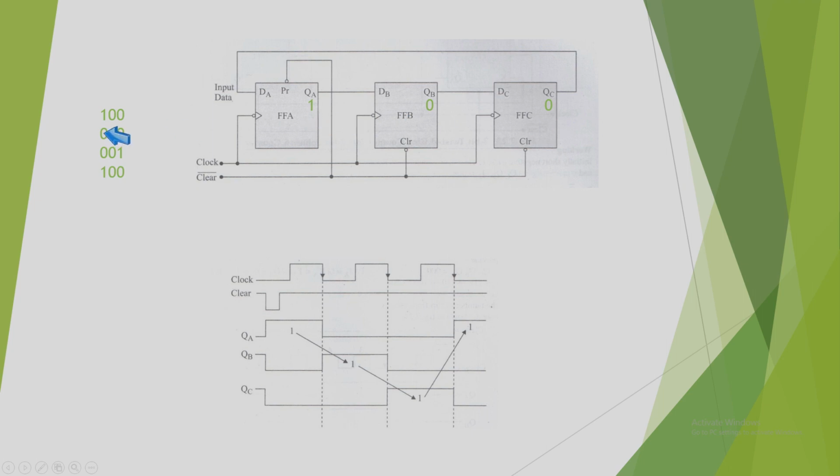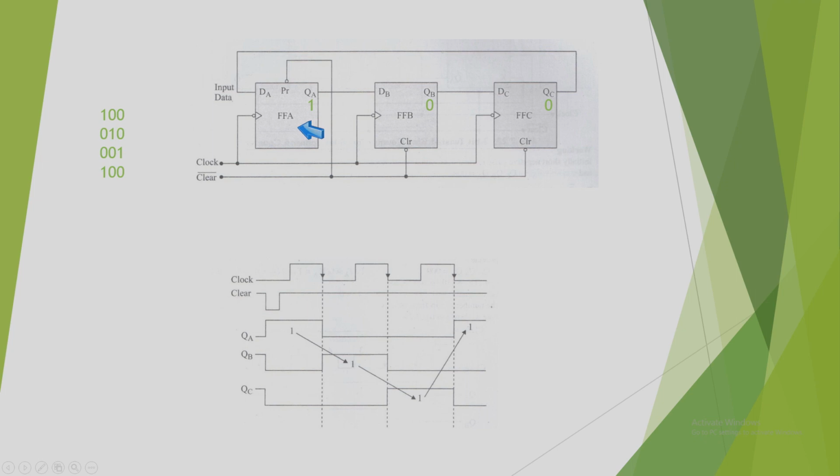So you can clearly see that there is only one high signal in the stream, and it keeps on changing from left to right. First it was on this bit position, and then it was on this, and then it is on the third one, and after that it will be shifted again to the first position.